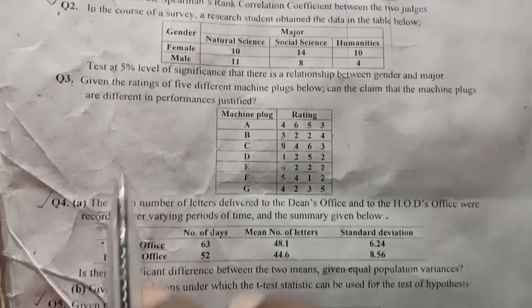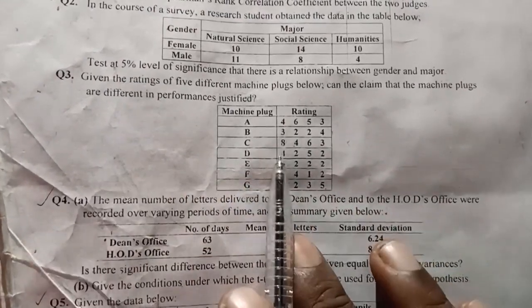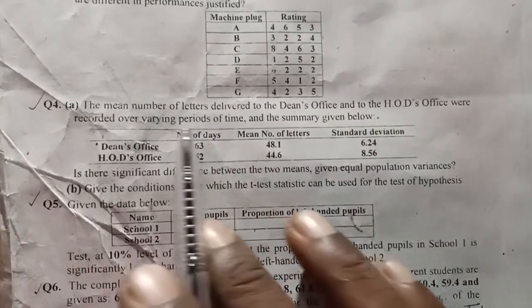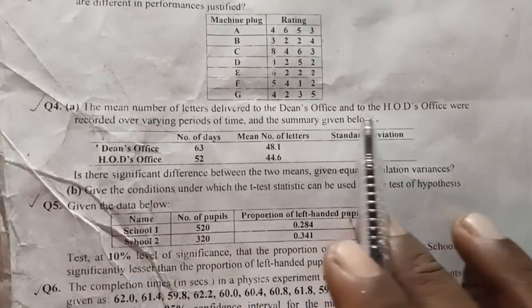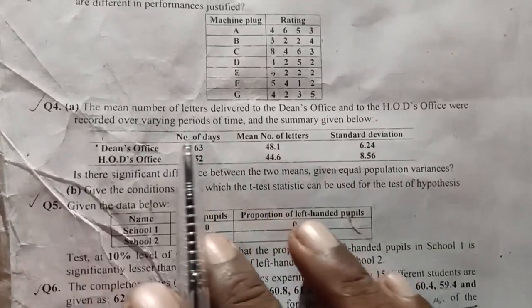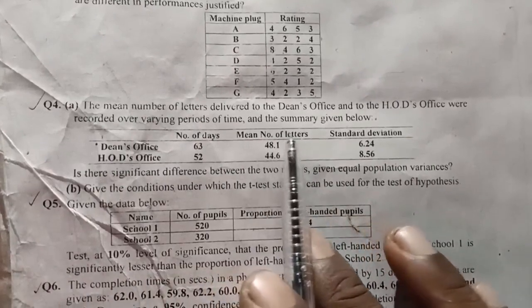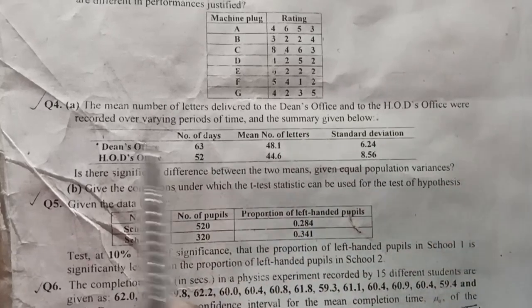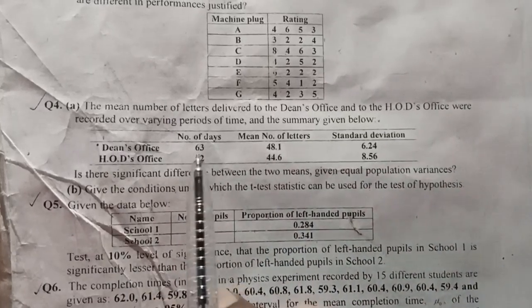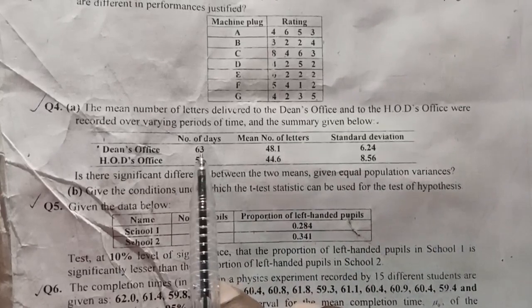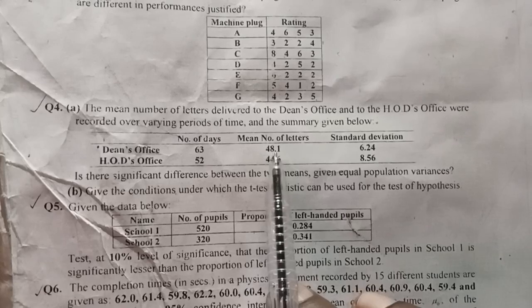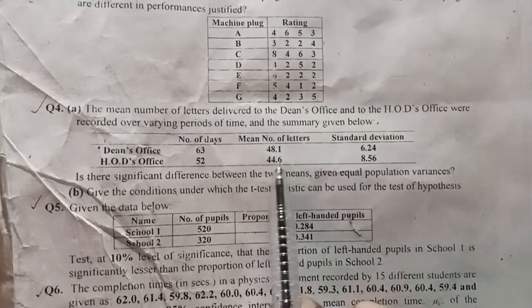The next question is number 3, and it is under ANOVA. So I will need to skip it and solve it as the last question, please. Okay, so we go to number 4. Number 4 says the mean number of letters delivered to the Dean's office and to the HOD's office were recorded over varying periods of time, and the summary is given below. We need to interpret it.